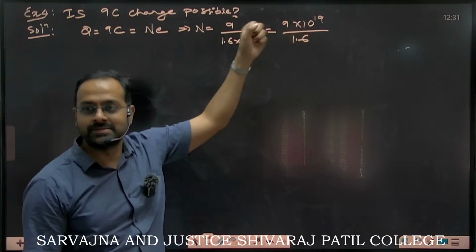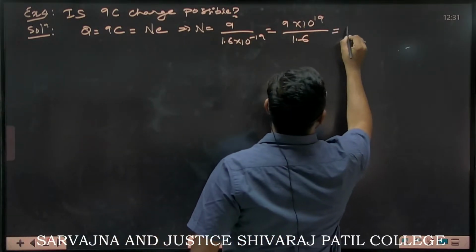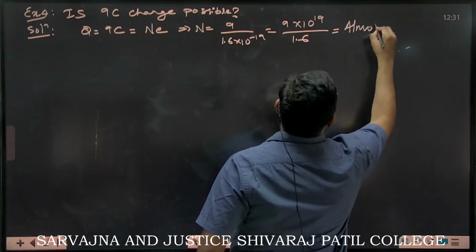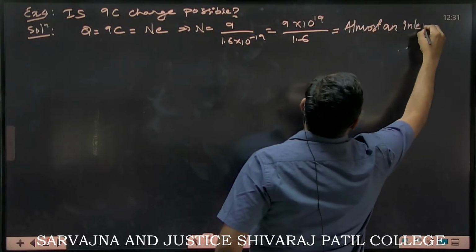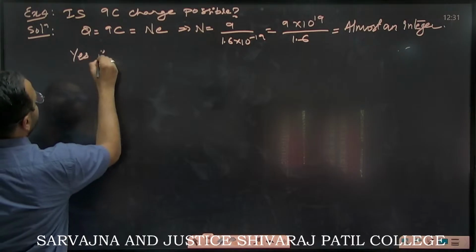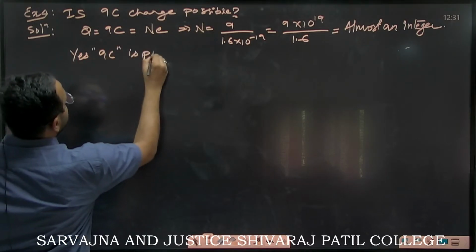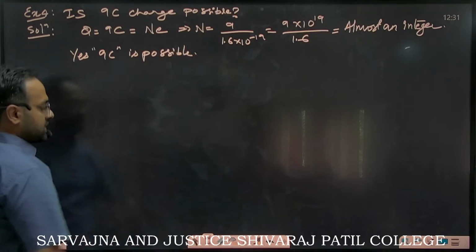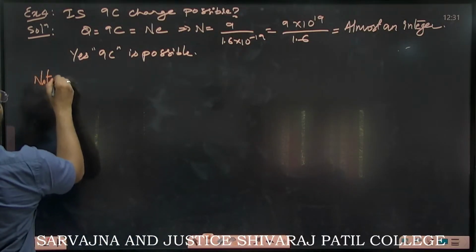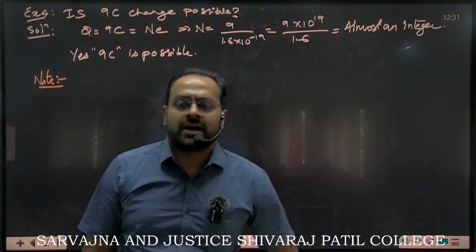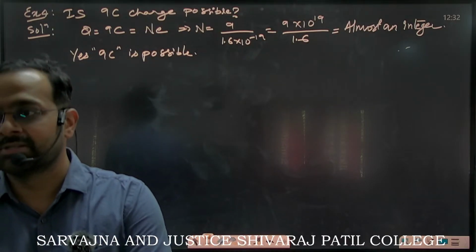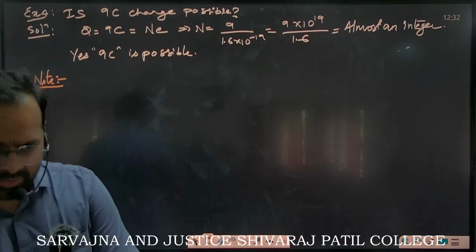Okay. So this is taken as, and we say that yes, 9 coulomb is possible. What specifically you have to note here is charge ಬಹಳ ದೊಡ್ಡದಿದ್ದಾಗ ಕ್ವಾಂಟೈಸೇಷನ್ ರೂಲ್ ನಾವು ಇಗ್ನೋರ್ ಮಾಡ್ತೀವಿ. ಓಕೆ, ಎಸ್, ಚಾರ್ಜ್ ಬಹಳ ದೊಡ್ಡದಿದ್ದಾಗ ಕ್ವಾಂಟೈಸೇಷನ್ ರೂಲ್ ಕ್ಯಾನ್ ಬಿ ಇಗ್ನೋರ್.